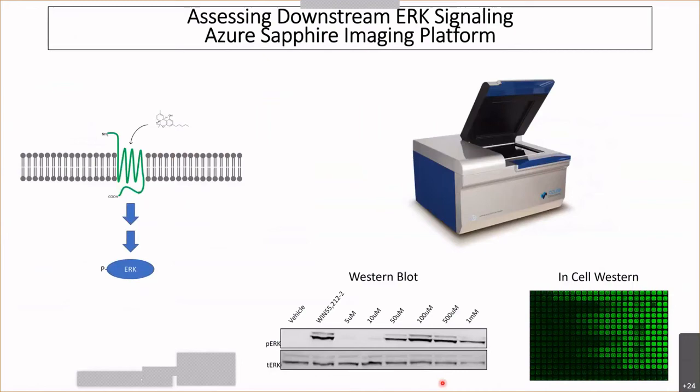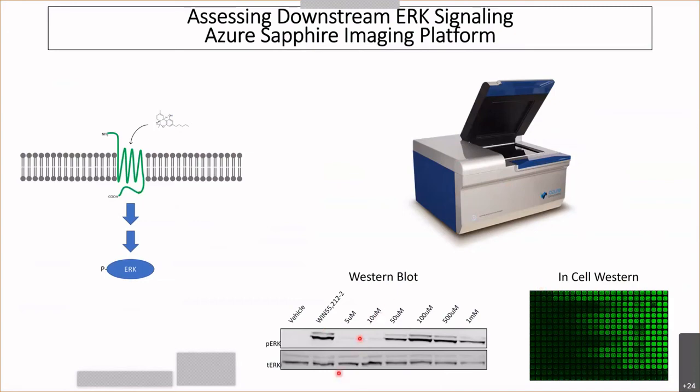So this is where I give my little pitch for the Azure Sapphire. It's a great system. This is the scanner. We have the 4 laser version, so it gives you that maximum flexibility, but you can easily accomplish this data with a 2 laser set. And we have 2 main assays that we perform to get data for ERK activation. First of all, we just have a very traditional Western blot.